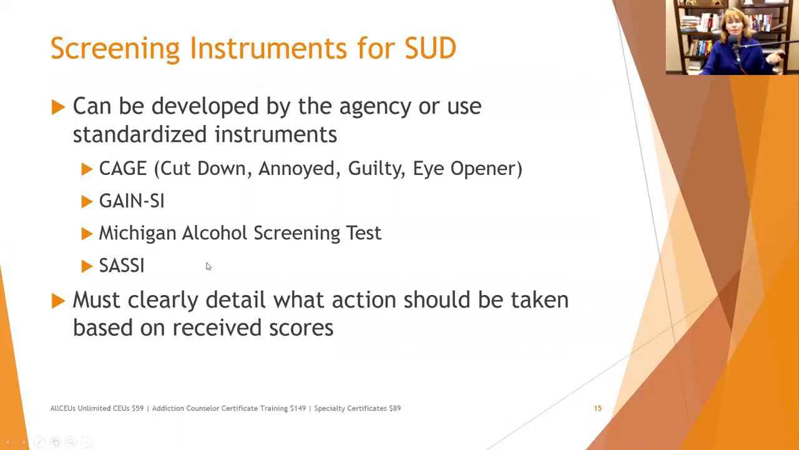The GAIN is another tool that you can use, as is the Michigan Alcohol Screening Test or the SASSI. So all of those are standardized instruments. Some of them cost money, others like the CAGE don't. So it may depend on your agency and what kind of budget you've got, what instruments you're using. Any instruments you do use must clearly detail what action should be taken based on received scores. So if a person takes the CAGE and they say yes to one but not any of the others, does that mean they should be sent for a referral? If they say yes to two, at what point should they be sent for a full assessment?